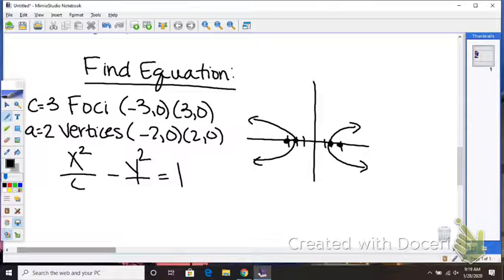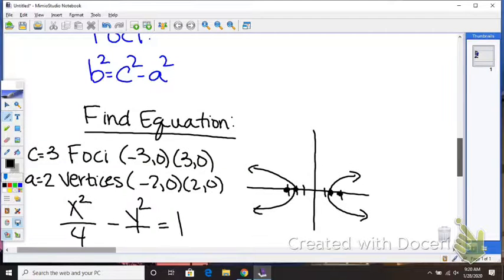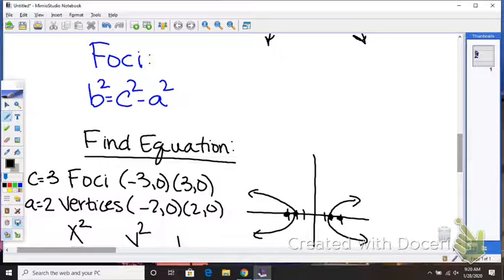I have to use that relationship I gave you at the very end to figure out what my B is, though. I know C and I know A. I don't know B. So I can use this relationship right here. C is 3, so 3 squared is 9. Minus A squared is 4, which gives me 5, which is B squared. So where am I going to put that 5? Underneath the y squared, because that's where B squared goes.